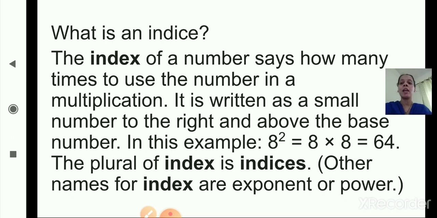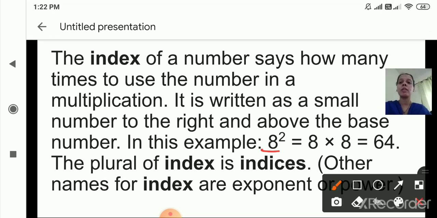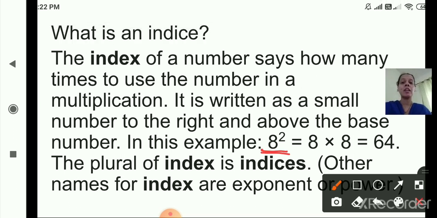In this example, as you can see here, 8 raised to 2. So in this example 8 is the base and 2 is the index. 8 raised to 2 means 8 we will multiply how many times? 2 times. So 8 multiplied by 8, that is 8 8s are 64. The plural of index is indices.